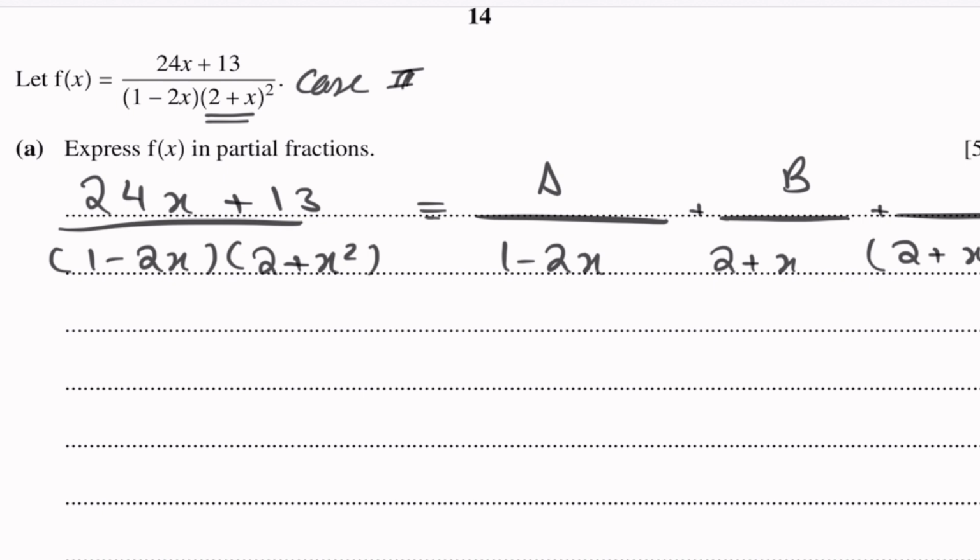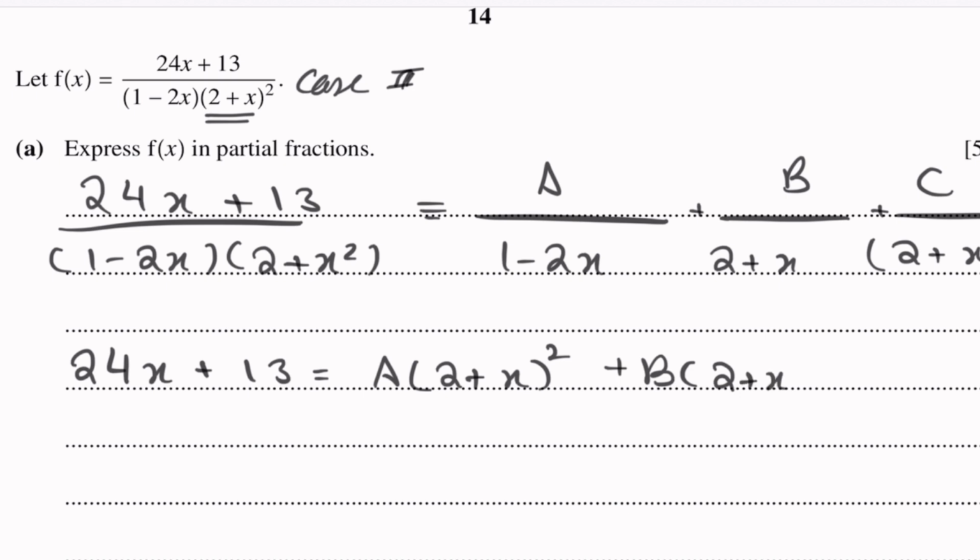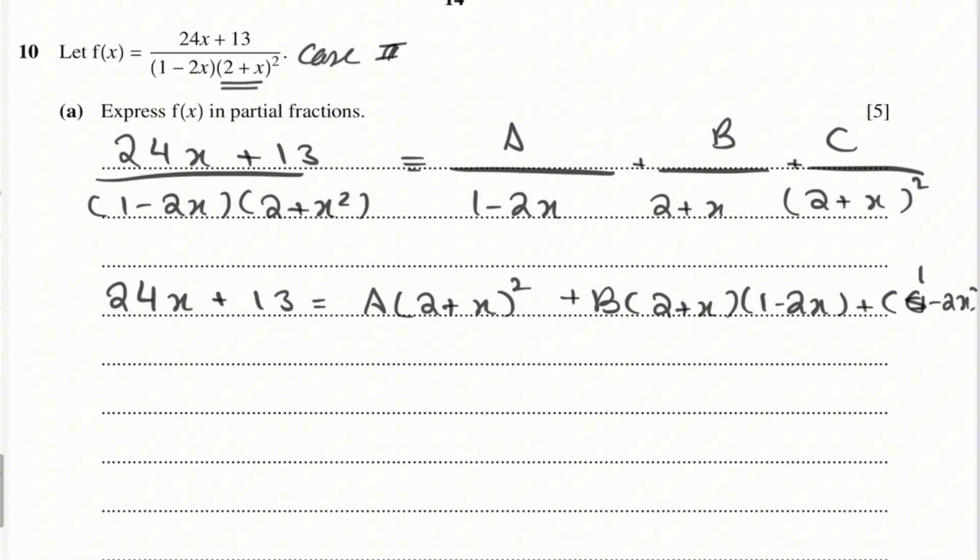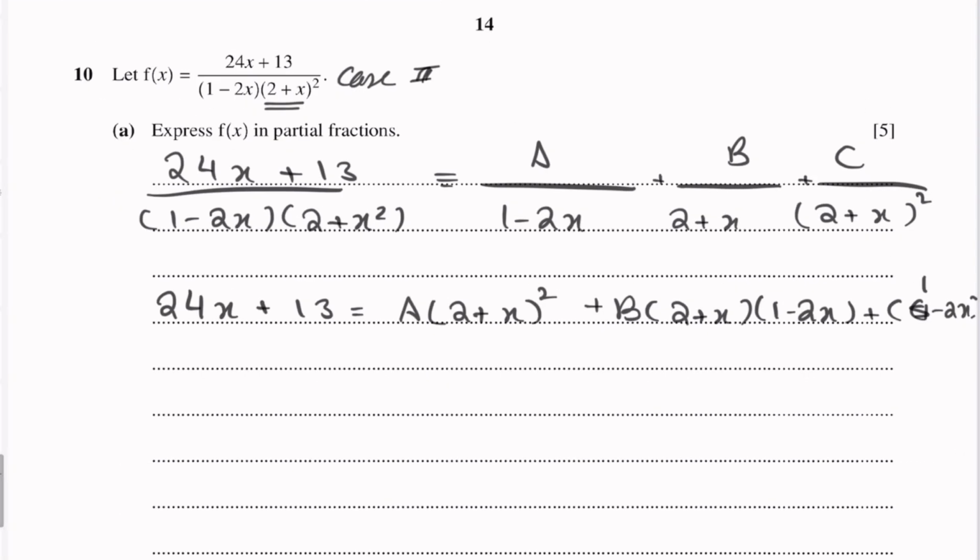And then you can just go ahead and do A, B, and C, and then you can say 24x plus 13 equals A times (2 plus x) squared, plus B times (2 plus x)(1 minus 2x), plus C times (1 minus 2x). Now we're going to go ahead and use critical points. So let's figure out what the critical points here are. We got x equals minus 2, because that will eliminate B and A, allowing us to find C. We also have x equals positive 1/2, because that will eliminate B and C, allowing us to find A. And then we're going to find the last term by comparing coefficients.